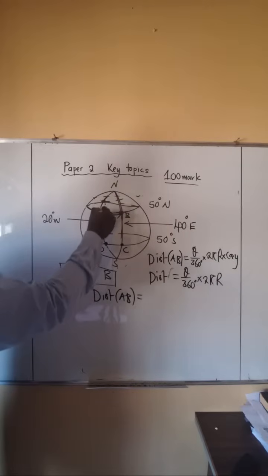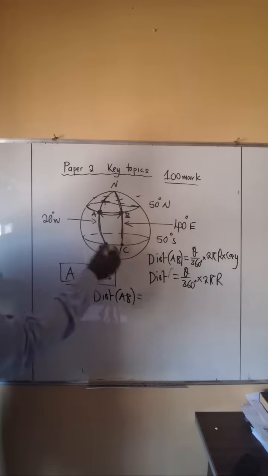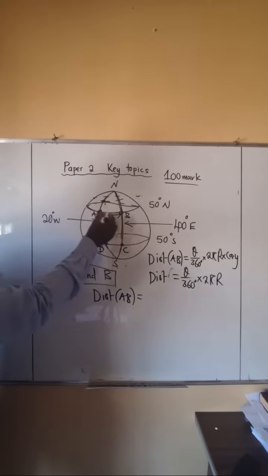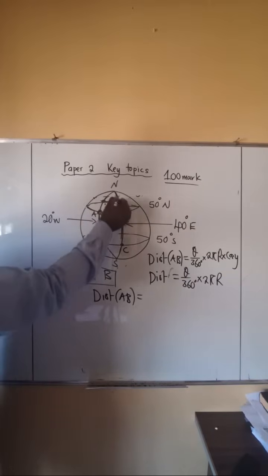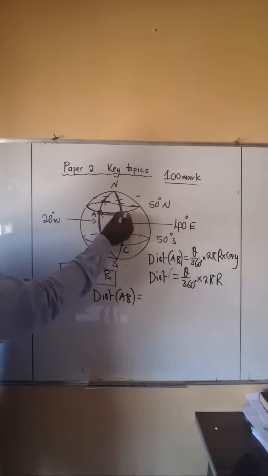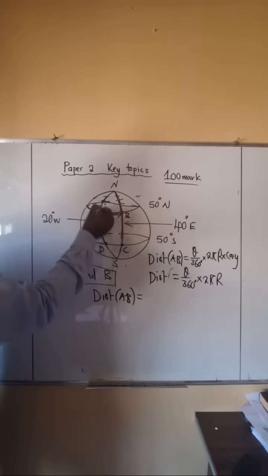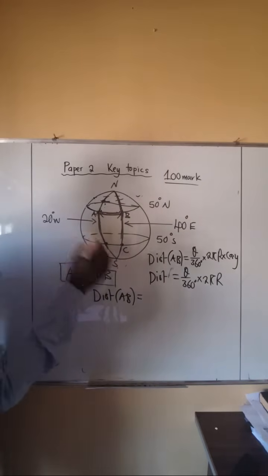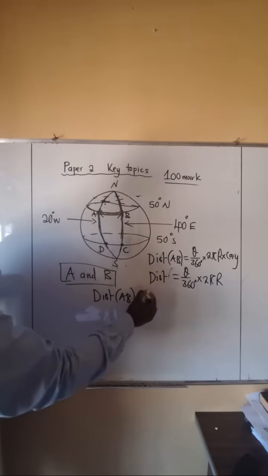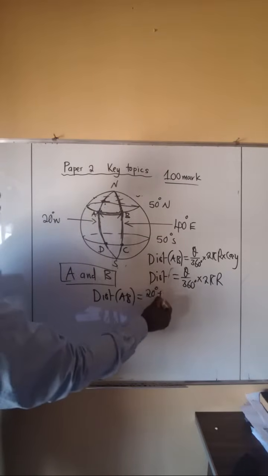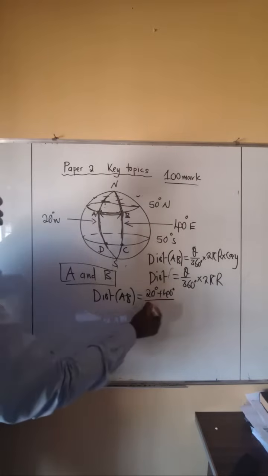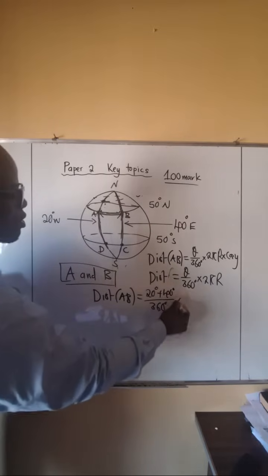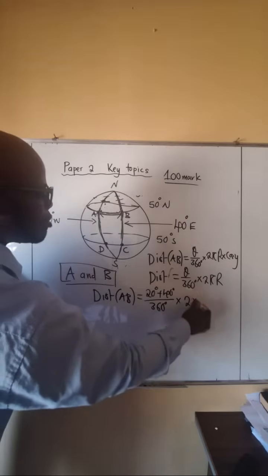In finding the difference, we now follow the opposite. Distance is happening along the latitude, so to find the difference between A and B we follow these longitudes which are cutting. What longitude is this? It's 20 degrees west. What about this other one? It's 40 degrees east. Are they the same? They are different, so if they are different, we add. We say 20 degrees plus 40 degrees over 360 degrees times 2 times pi.